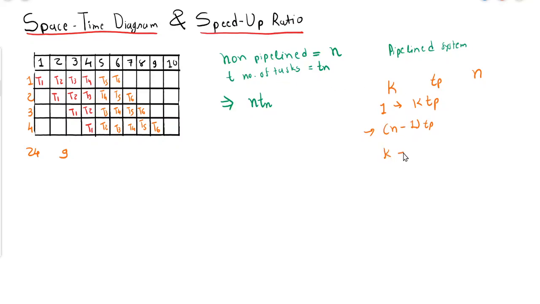So the total time will be k into tp plus n minus 1 into tp. If we take tp common, it is k plus n minus 1 into tp. Clear? And what is the speed-up ratio? The speed-up ratio is n tn, the non-pipeline system, divided by the pipeline system, k plus n minus 1 tp.